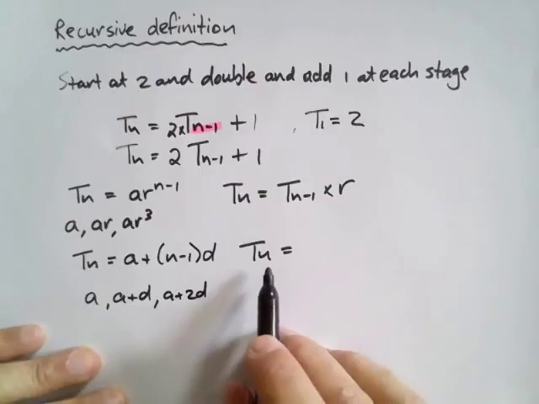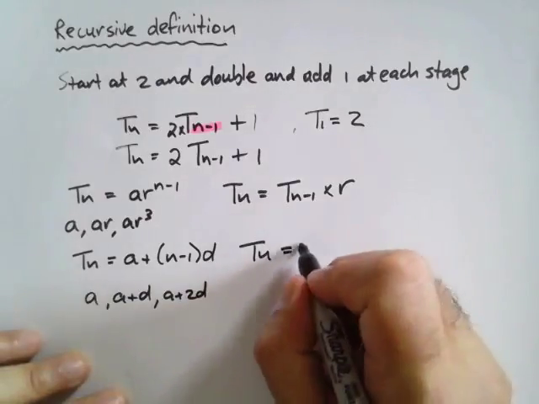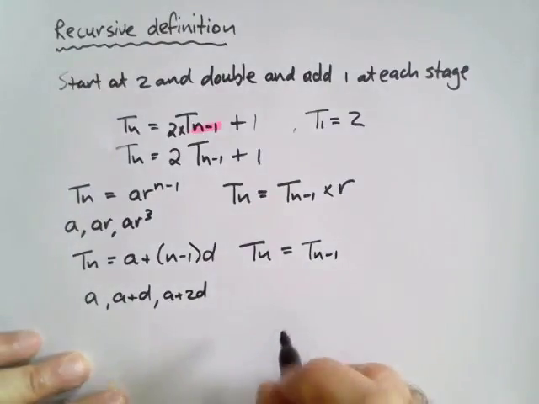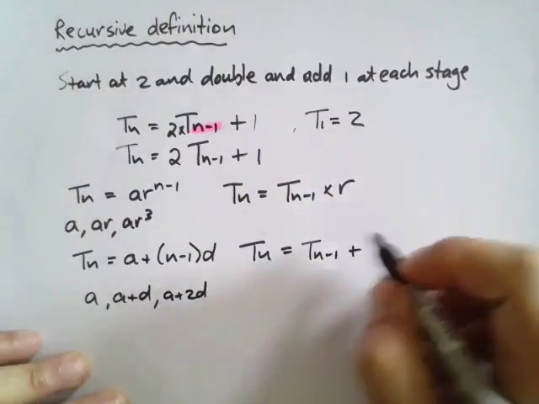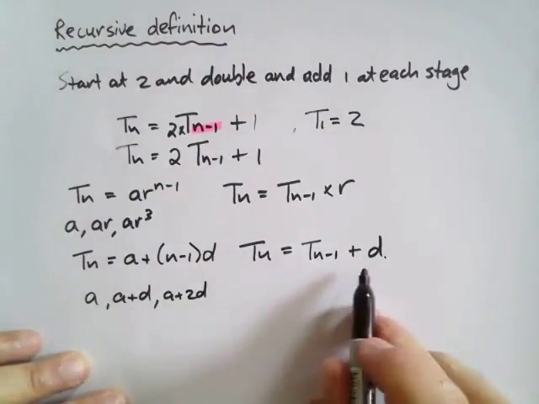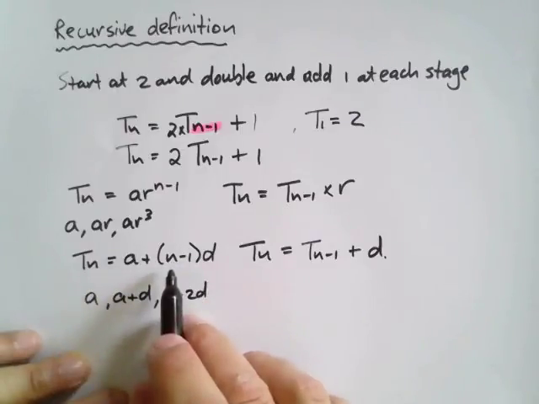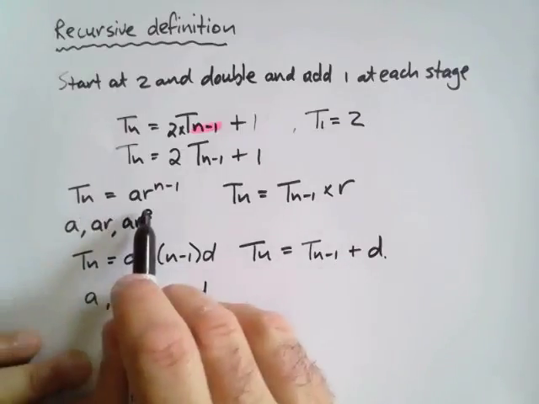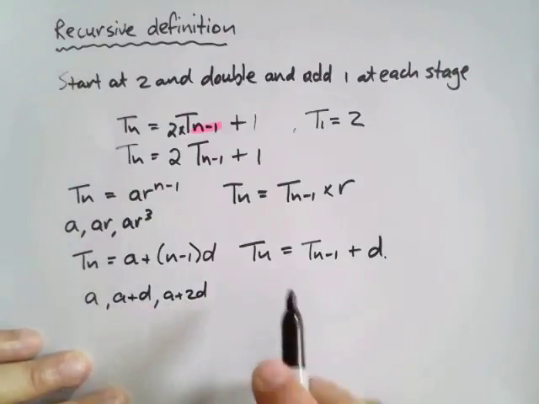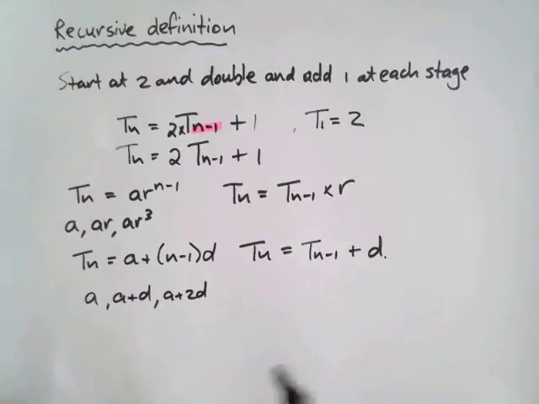So if I want to write it as a recursive definition, Tn equals the one before it, Tn minus 1, plus whatever my difference was. So that will be in recursive form. That is the arithmetic sequence in recursive form, and that is the recursive form of the geometric sequence. So recursive definition: writing it in terms of previous terms.